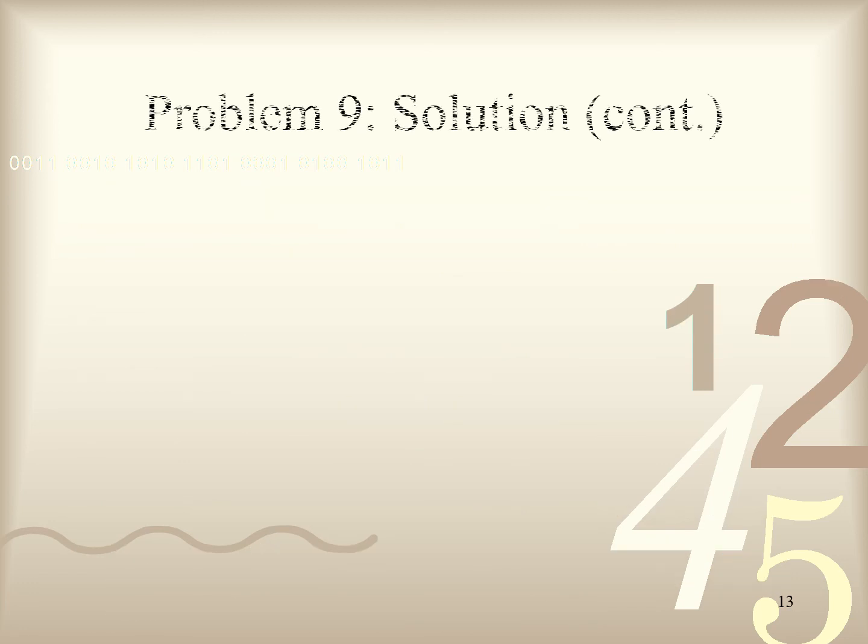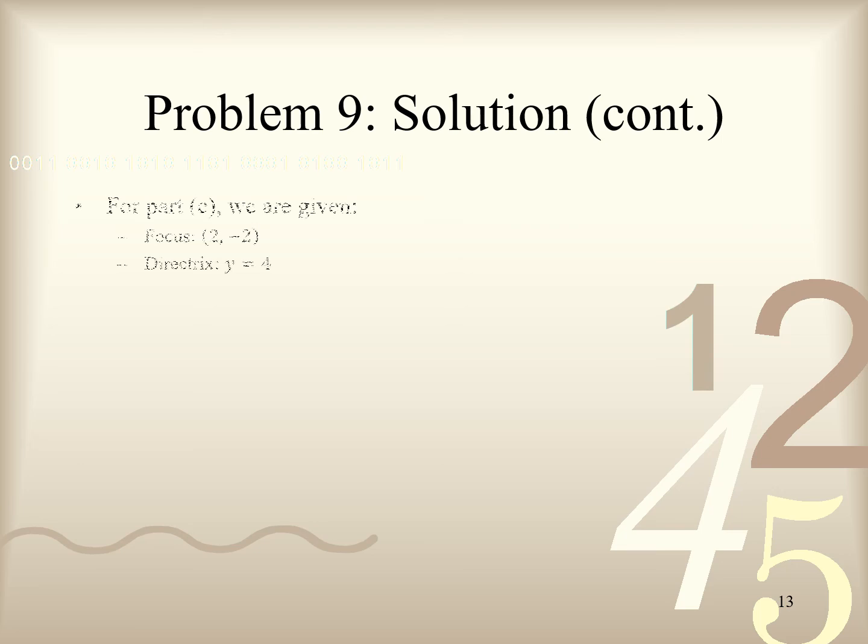Let's finish solving problem 9. For part C, we are given a parabola with focus at the point (2, -2), and directrix given by the equation y = 4. We have to find its standard form equation. The directrix being above the focus means the parabola must open downward, corresponding to the rightmost parabola in figure 4.